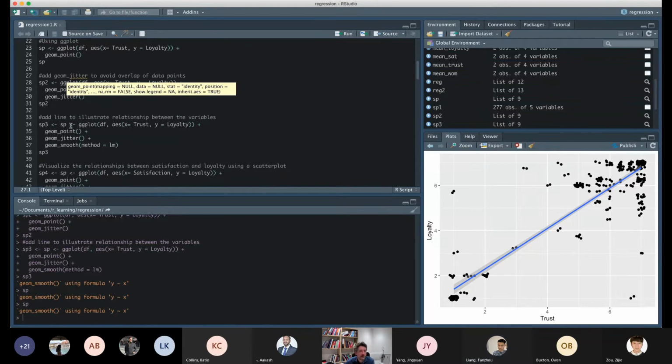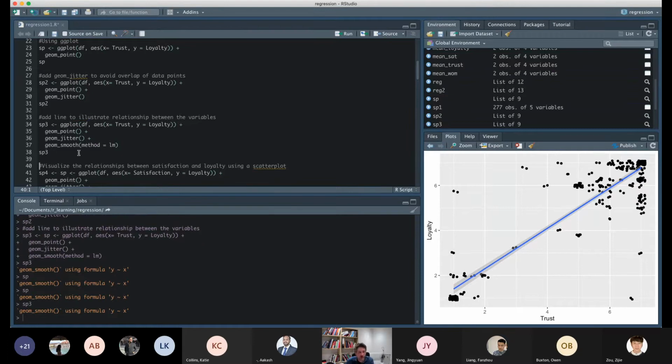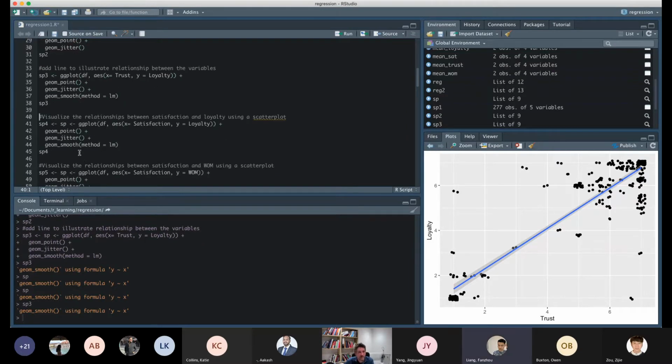Right, but that's all it is. Yeah. So you just avoid overlap between your variables. The data points, sorry. Right.